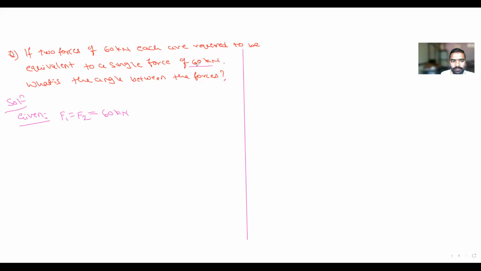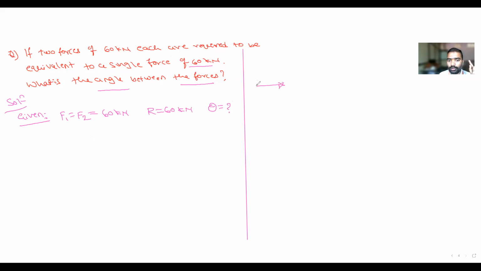What is this 60 kilonewton? When there are two forces of 60 kilonewton, it is converted into a single force, that is, the resultant is given. R is equal to 60. Next, what is the angle between the two forces? Alpha is the direction of the resultant, but he is asking the angle between the forces.